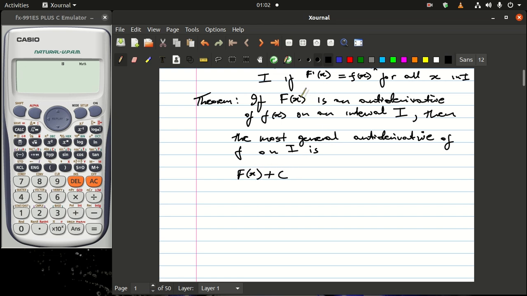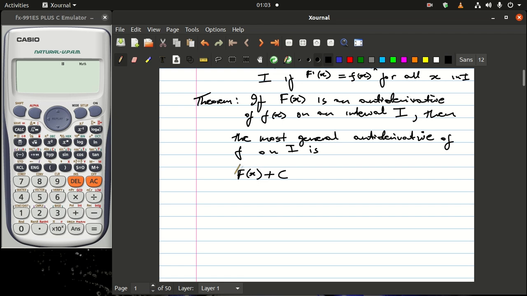So let's say this F(x) is an antiderivative of f on an interval I. Then the most general antiderivative of f on I is given by this. In other words, it is just any function plus a constant, because when you take the derivative of a constant, you get 0, and then the derivative of the rest gives you f(x). So this is the most general antiderivative.